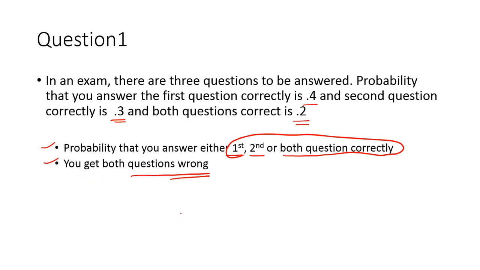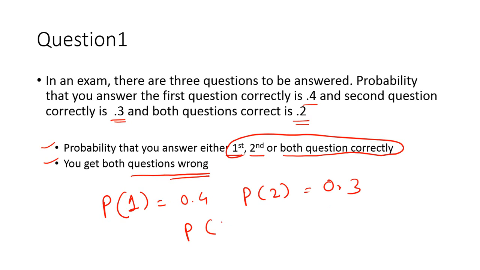Okay. So how do we solve this? Probability that you get the first question correctly is 0.4. Probability that you get second question correctly is 0.3, and probability that you get both questions correctly, 1 and 2, is 0.2. Okay, so let's use the Venn diagram. So this is first question, this is the second question, and this is the common area between them. That means getting both the answers correctly.